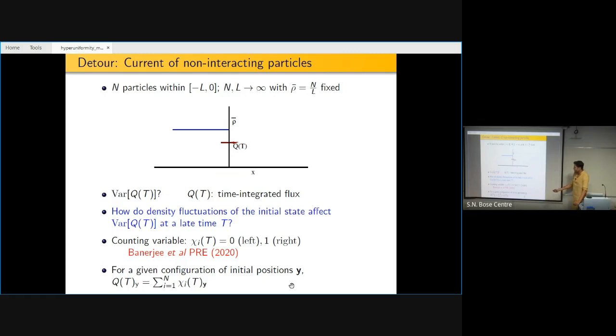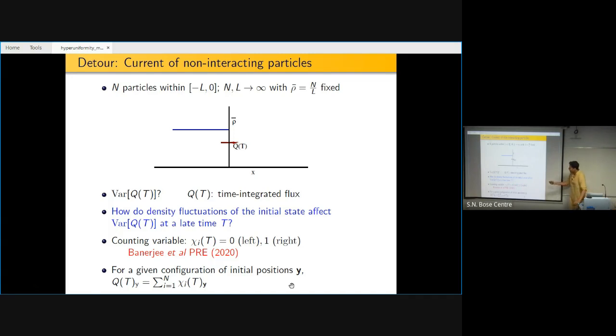I want to calculate the variance of this current, where this Q is essentially the time integrated flux. The question is, how do density fluctuations of the initial state affect this variance of Q at a late time t? Now, to study this problem, we had introduced a counting statistics way of studying this problem years ago, where you basically take this counting function chi. If particle i is to the left of the origin at time t, then chi is 0. And if the particle is to the right, then chi is 1.